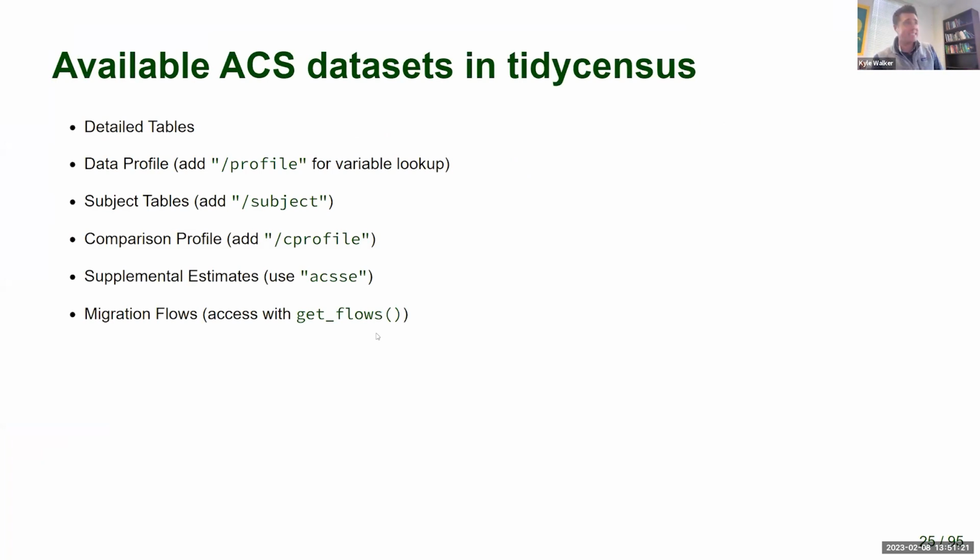So, available data sets in Tidycensus: the detailed tables are great. In some cases, you want pre-computed percentages. You can find those in the data profile and the subject tables, and you can look up those variables by adding, say, /profile or /subject. Those are great places to look. The comparison profile for time series analysis is also a fantastic resource. We also have access to the supplemental estimates and migration flows information. There's a get_flows function that allows you to access that directly.